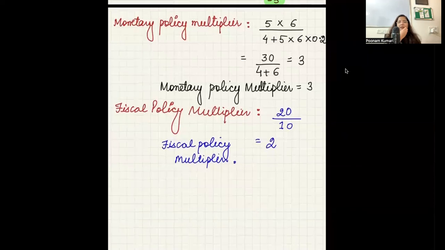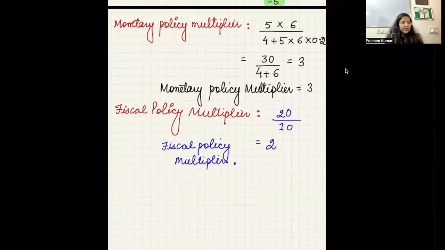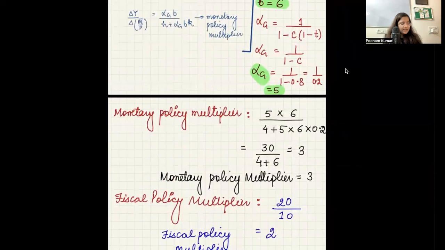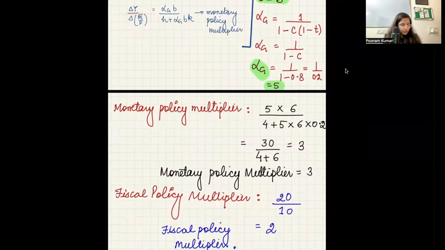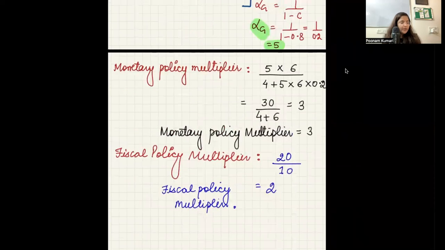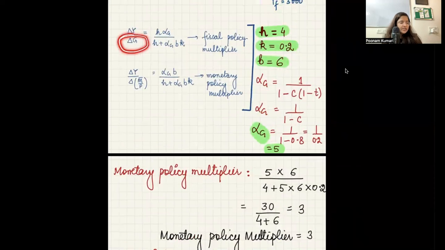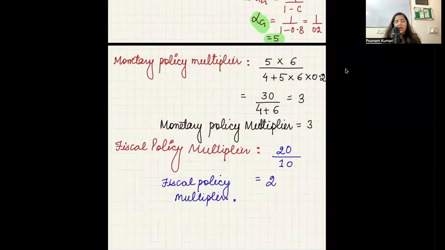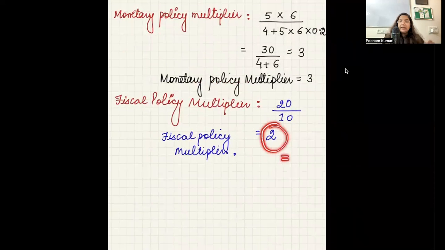ओके, फिस्कल पॉलिसी मल्टीप्लायर. इसका मतलब क्या है कि अगर आप अपने रियल मनी सप्लाई में 1 यूनिट चेंज करते हो तो आपकी जो इनकम है वो 3 यूनिट्स चेंज होगी. इसका मतलब क्या है कि अगर आप अपनी गवर्नमेंट स्पेंडिंग को 1 यूनिट से इंक्रीज करोगे तो आपकी जो इनकम है वो 2 यूनिट से इंक्रीज होगी. कितने टाइम्स वो मल्टीप्लाई होगी दैट इज गिवन टू अस.